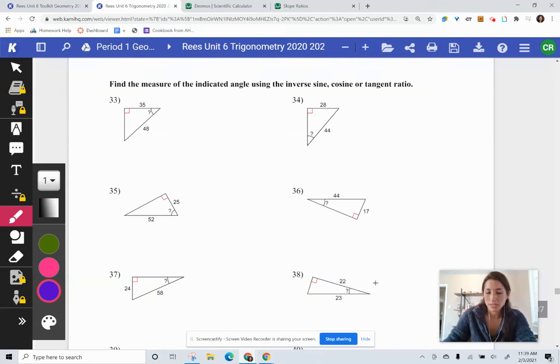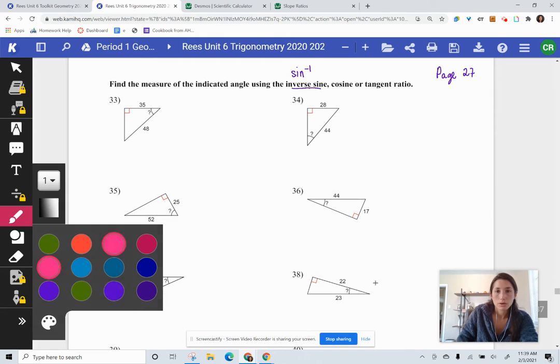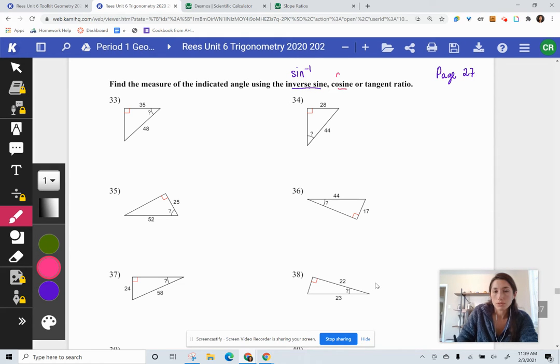Okay, we're on page 27 here, and we're going to be practicing solving for missing angles in right triangles. When we do that, we're using what we call an inverse sine, and it looks like this: inverse of sine, or an inverse of cosine, or the inverse function of tangent. And an inverse is basically kind of like undoing an operation.